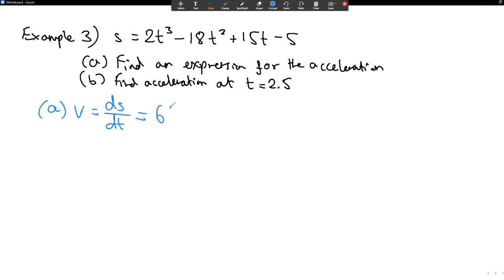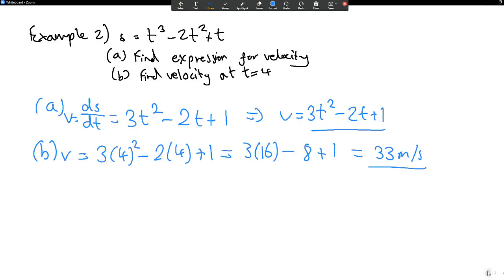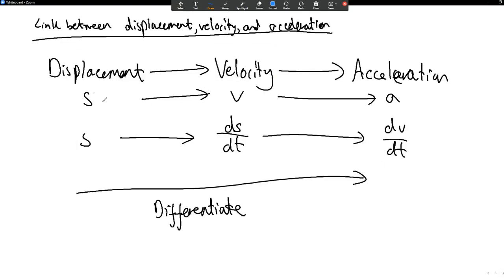So again, let's bring the power down, take 1 off the power, bring that power down, take away the t here. Remember, constants just disappear. We differentiate. Okay, so now we have the velocity, but how do we get to the acceleration? Well, if you remember, we can just do the same thing. So we can differentiate once to get to the velocity, and differentiate again to get to the acceleration.